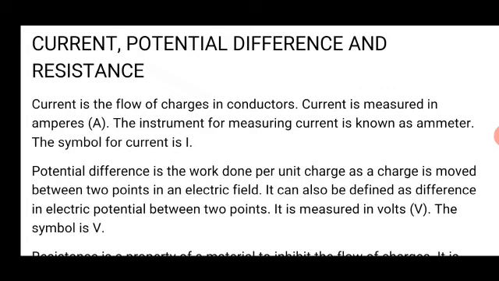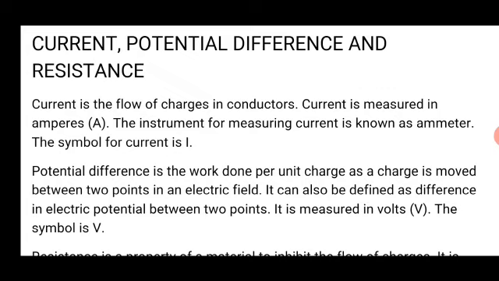Ampere is the unit of current and the symbol is A. The instrument for measuring current is known as an ammeter. While the symbol for current is I. That is, when we are writing a formula that includes current, we use capital letter I to represent current. But the unit for current is amperes, and we represent that unit with capital letter A.